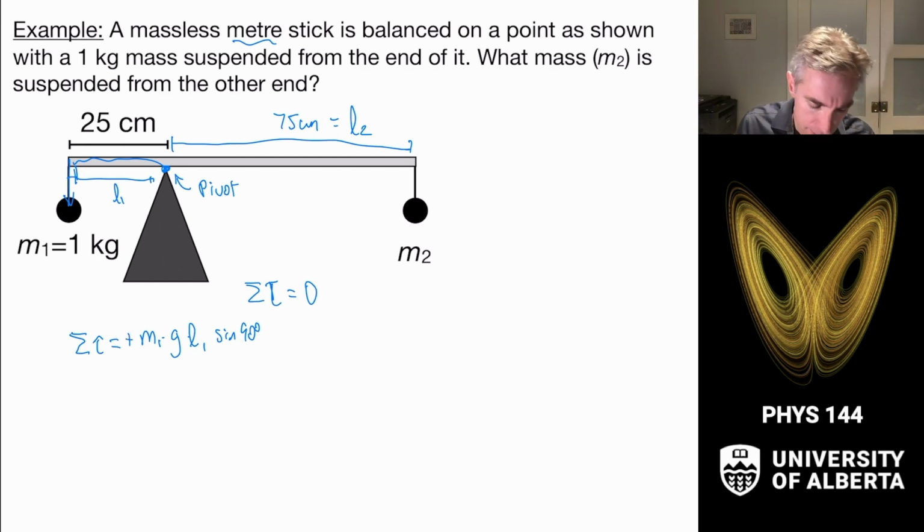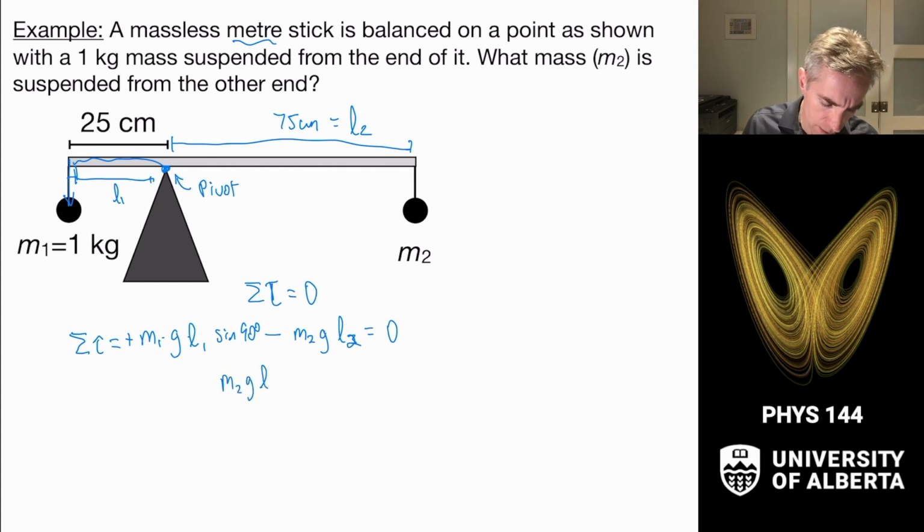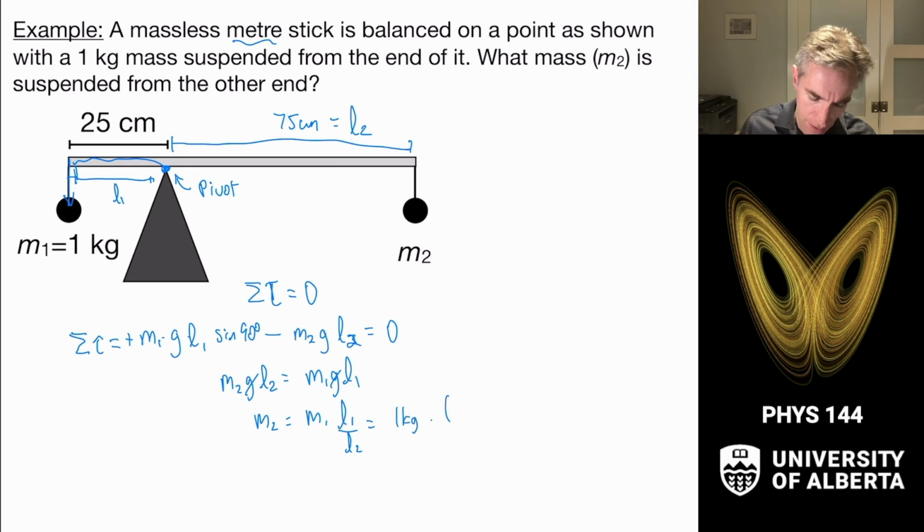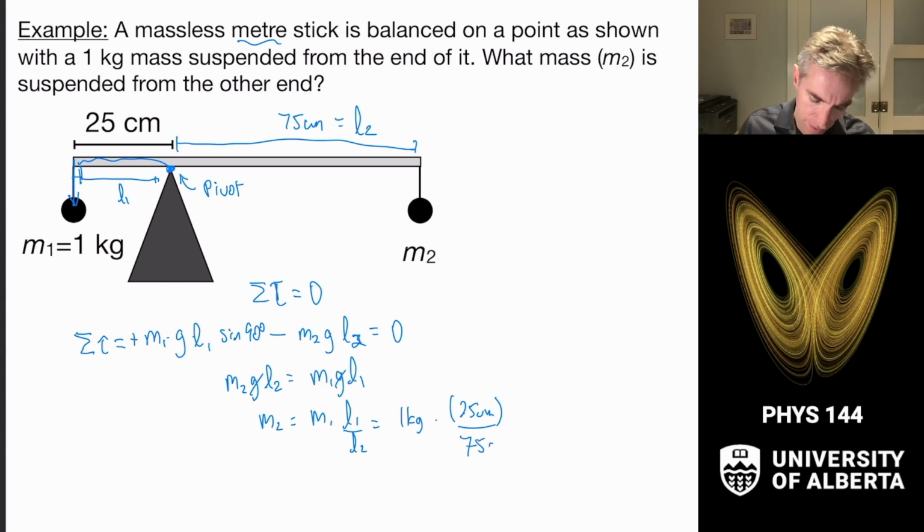So that's positive. And then the other one is going to be equal to the mystery mass, m2, times g, times its moment arm, which is L2, and it's acting in the clockwise direction, so it gets a negative sign. Sine again is 90 degrees. So that's equal to 0, and then I just solve for what m2 is. So m2 g L2 is equal to m1 g L1. The g's cancel out, and so m2 is equal to m1 times L1 over L2. Plug in my numbers: 1 kilogram, that's 25 centimeters over 75 centimeters, which is 1/3 of a kilogram.